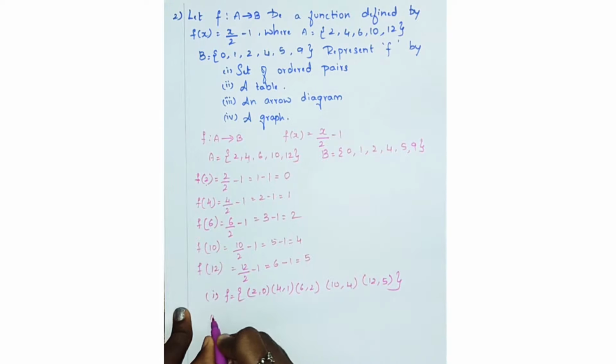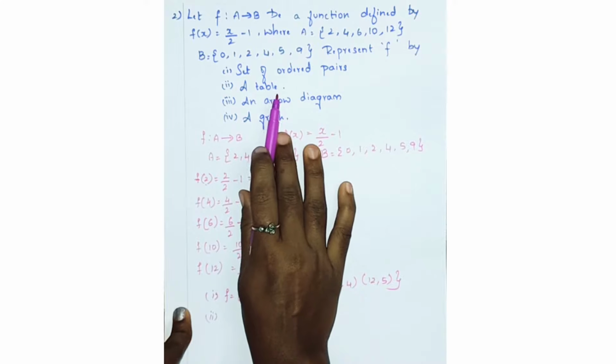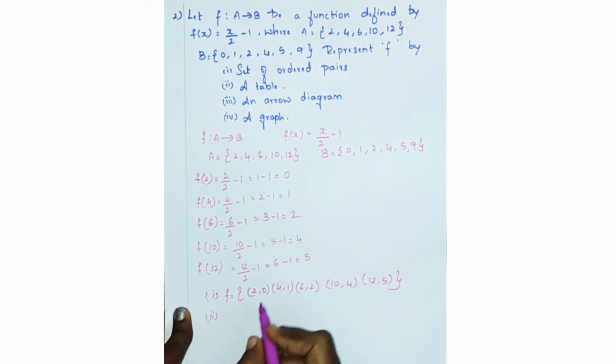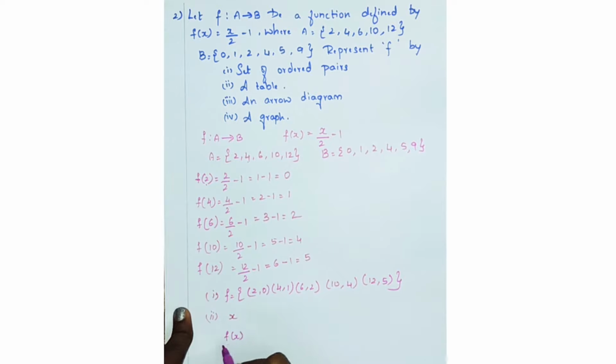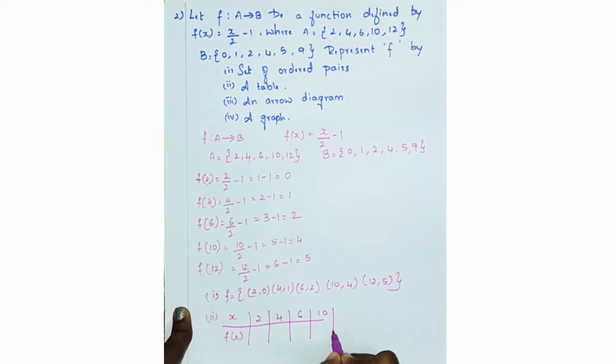Next, you have to show in a table format. So to represent in a table format, you take x and f of x. Okay, so x and f of x. So 2, 4, 6, 10, 12. Okay, so you just make a table format.